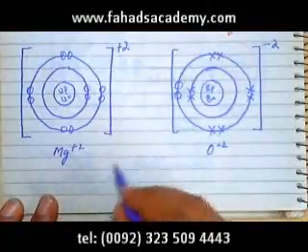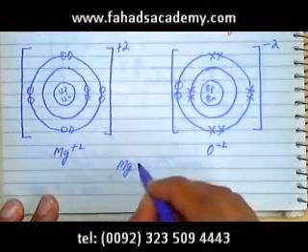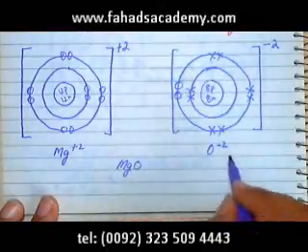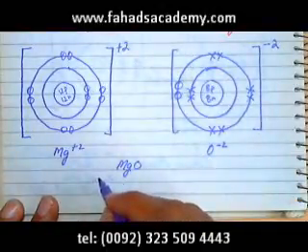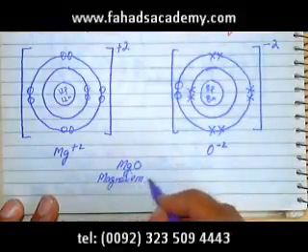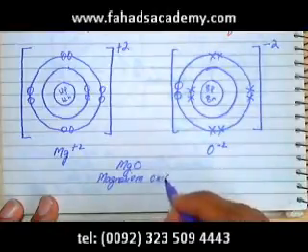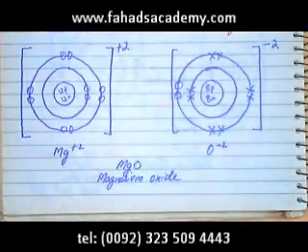Now if I want to write the formula for this, it would be MgO, because there's one magnesium ion and one oxygen ion. The name would be magnesium oxide. Magnesium would still be magnesium, but because oxygen is forming a negative ion, it would become oxide. So this is an oxide ion.